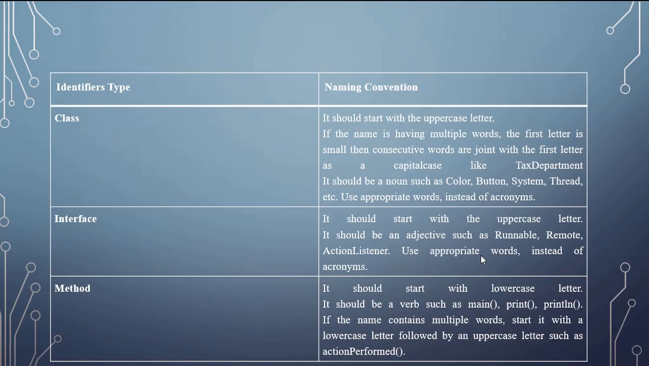The third one, the naming convention for method. It should start with a lowercase letter. It should be a verb like main, print, println, etc. If the name contains multiple words, start it with a lowercase letter followed by an uppercase letter, like actionPerformed. Here, the first letter a is small. For the consecutive word Performed, the first letter is capital.